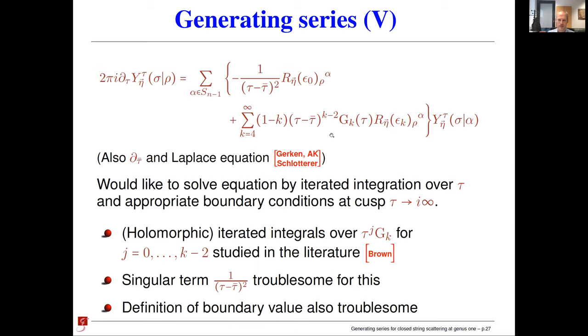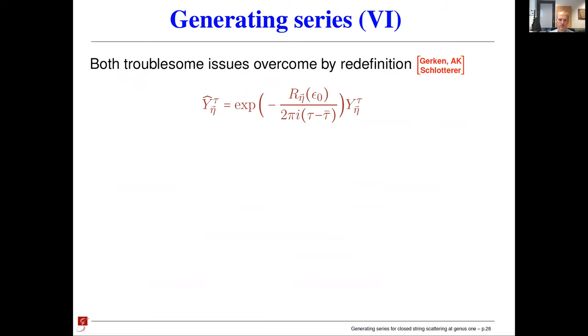So we have to do some generalization, but there's something that is a bit more worrisome, which is this term, 1 over tau, imaginary part of tau squared. It's maybe not completely obvious from just looking at it why this is so much worse than these things, but this negative power of tau 2 is really bad. And another problem that this equation has for realizing this iterated integration is that you have to define this boundary condition at the cusp.